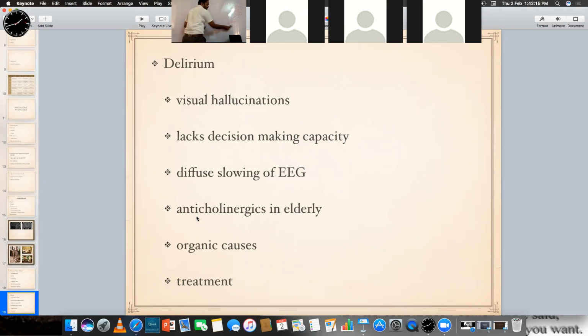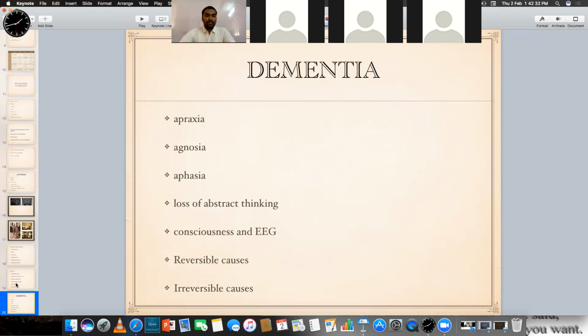What's the next best action that you should be taking? Avoid anticholinergics in that person and think about other modalities of treatment. So try and avoid anticholinergics in elderly. That is delirium. Now, we'll talk about dementia a little, and then we'll do a couple of questions, and then we'll take leave, all right?